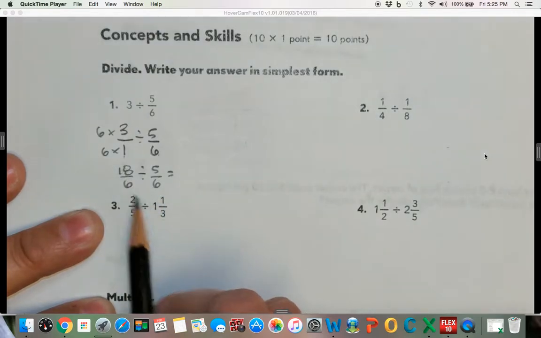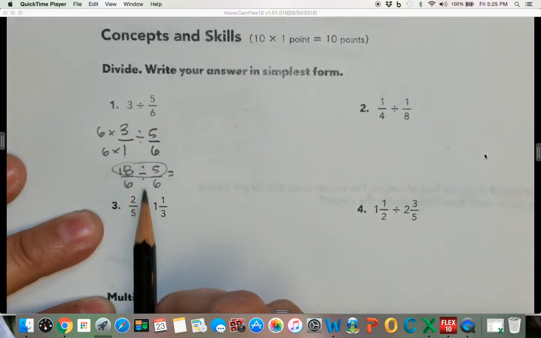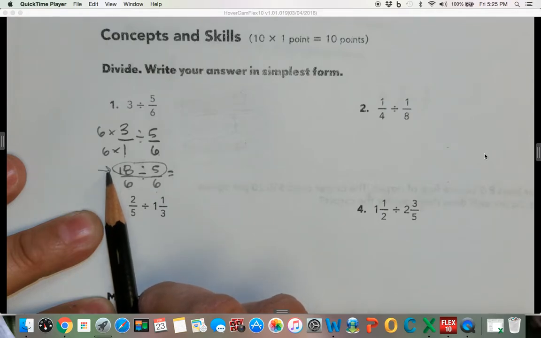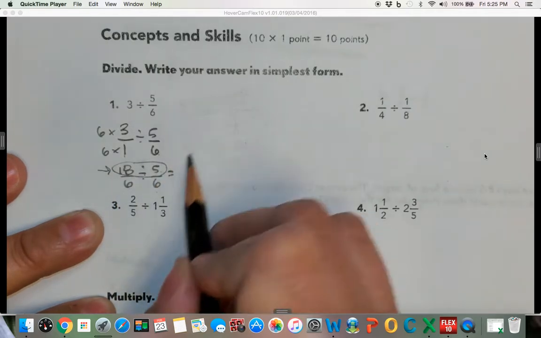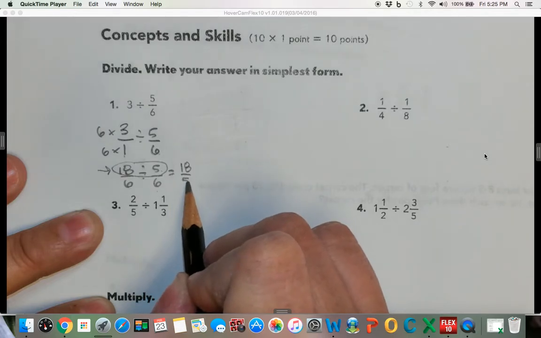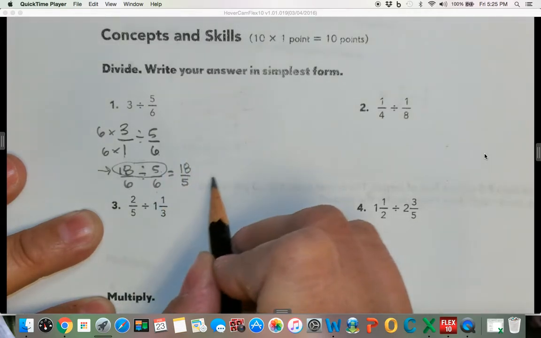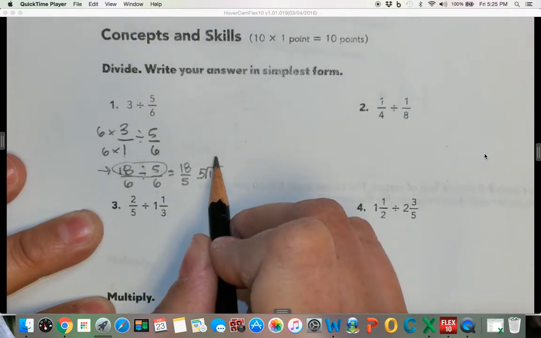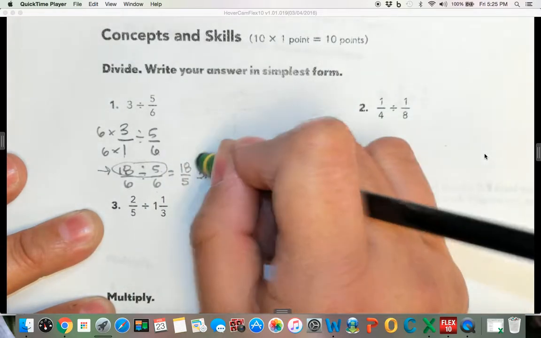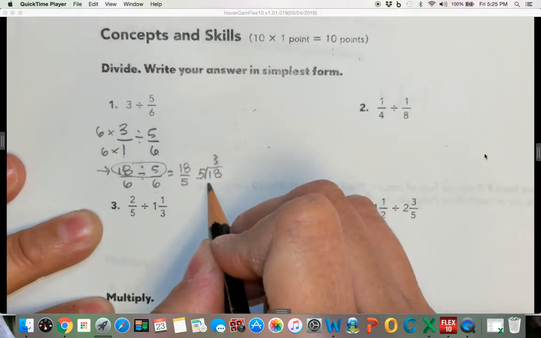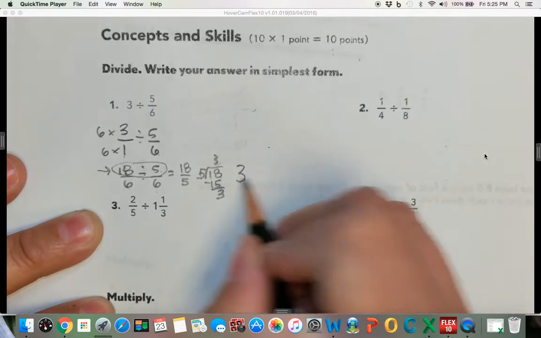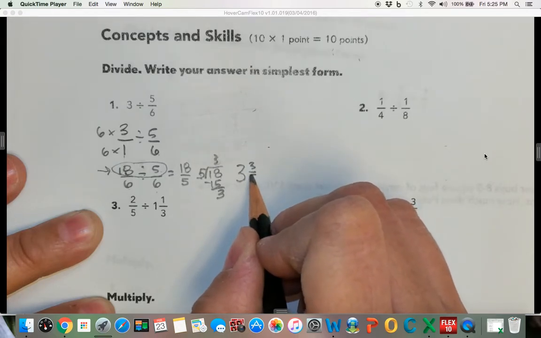And all I do is divide the tops because my denominators are the same. I'm going to show you why with the picture in just a minute. I only pay attention to the top. 18 divided by 5 looks like this, 18 over 5. And then I have the top dog in the house to solve my problem. 5 goes into 18 3 times. 5 times 3 is 15. I have 3 left over. My answer is 3 wholes and 3/5.